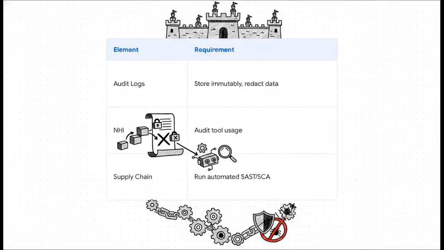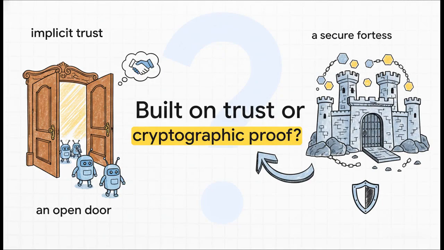Ultimately, if you build a fortress, you need guards on duty at all times, right? For us, this means immutable audit logs that record every single tool invocation, though, of course, with sensitive data completely redacted. You also need continuous audits of your non-human identity, or NHI, permissions. And you've got to maintain constant supply chain vigilance. This means running automated SAST and SCA tools to scan your dependencies and monitoring vulnerability databases day in and day out.